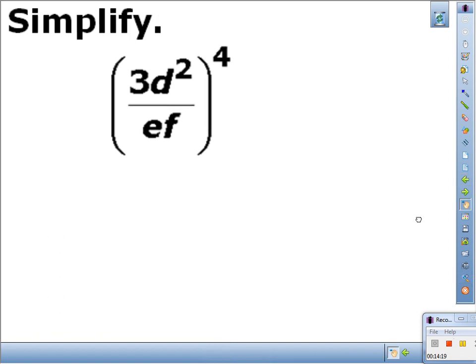Remember, go one step at a time. Start with the numerator first, then go to the denominator. See if you can simplify the next step. Copy and go.